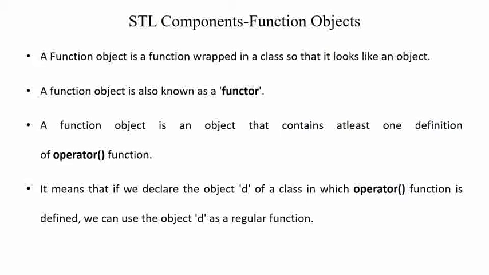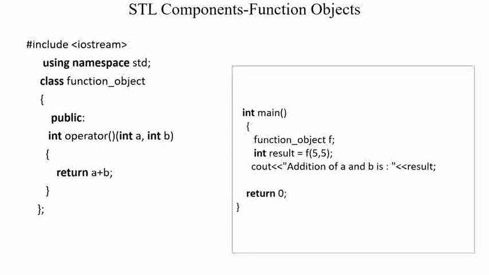Function objects are faster than regular functions. This is also a difference between the normal function and the function object. So this is the program of function object. Here we have to wrap the function in the class that will be called in the main function.